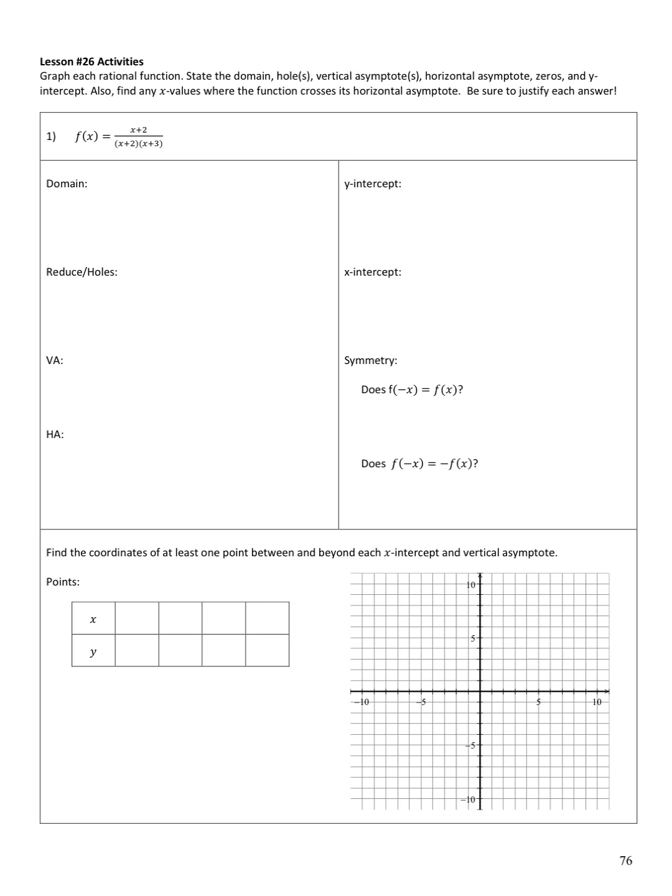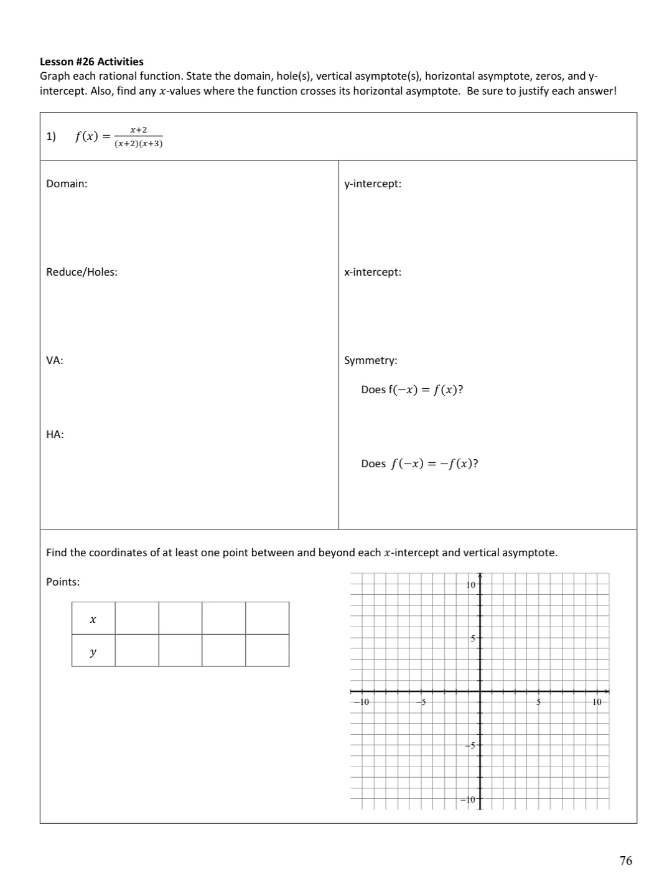These are the College Algebra Lesson 26 activities. We're going to graph each rational function, state the domain, holes, vertical asymptote, horizontal asymptote, zeros, and y-intercept. And then finally, plot some points and the graph.